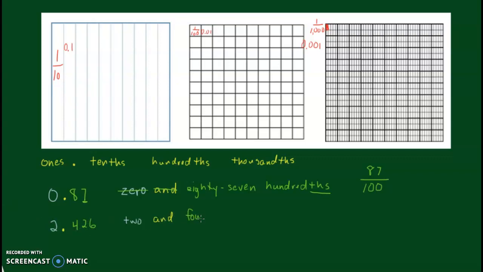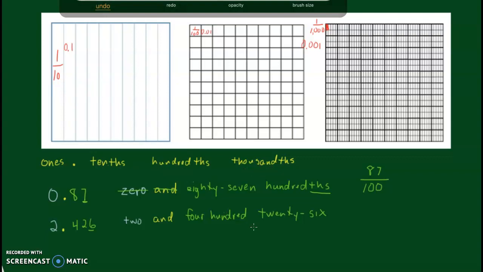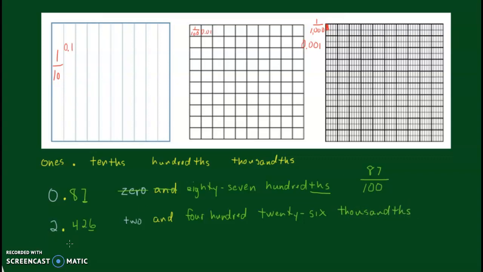So 426, put our hyphen in there. The 6 is 1, 2, 3 places after the decimal. 1, 2, 3 places is going to be the thousandths, so now I write the word thousandths. To read this number correctly, we would say 2 and 426 thousandths. Again, 2 and 426 thousandths.